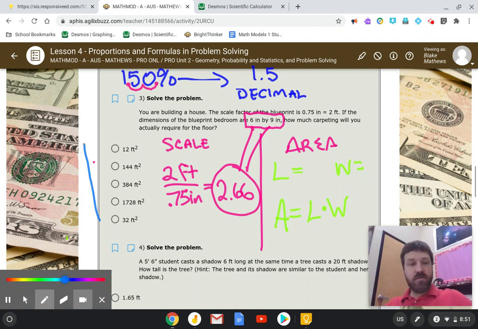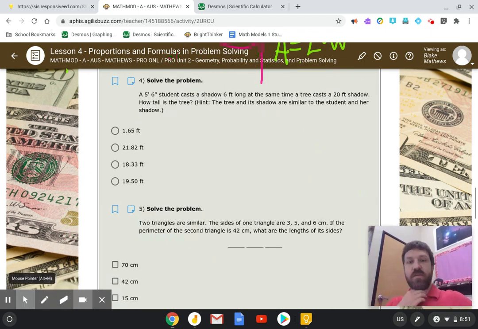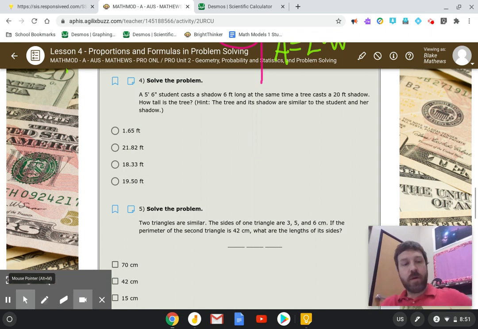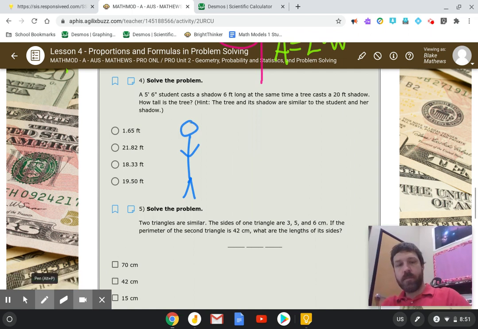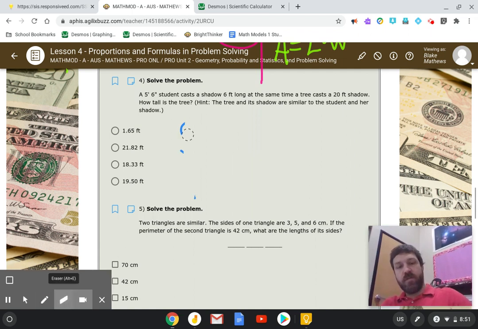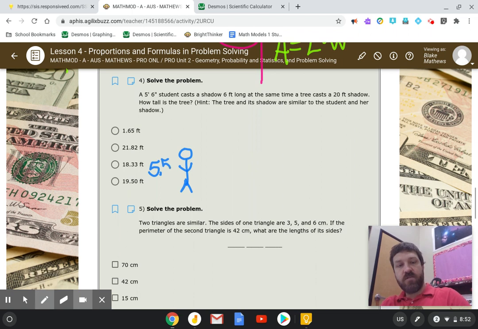All right, a 5'6" student casts a shadow of 6 feet long. At the same time, a tree casts a shadow of 20 feet. So this is an actual proportion problem. So here we have the student. Probably should make that student smaller since the tree is definitely going to be taller than them. I have the student, and they are 5'6", also known as 5.5 feet. And their shadow is 6 feet.